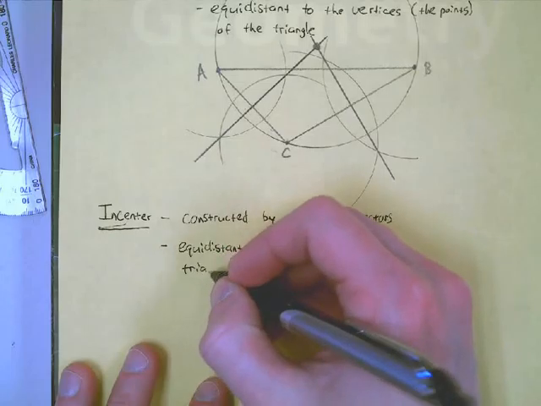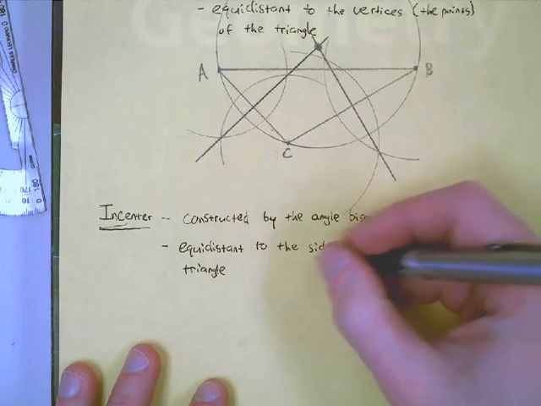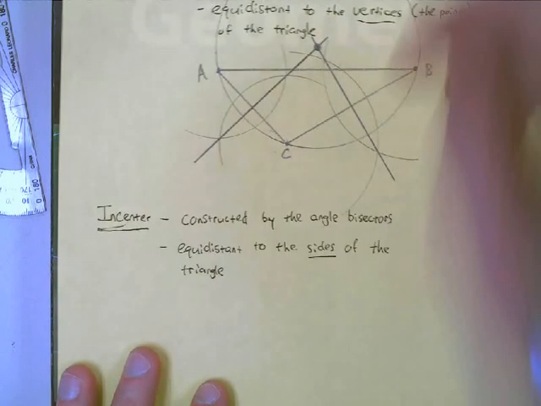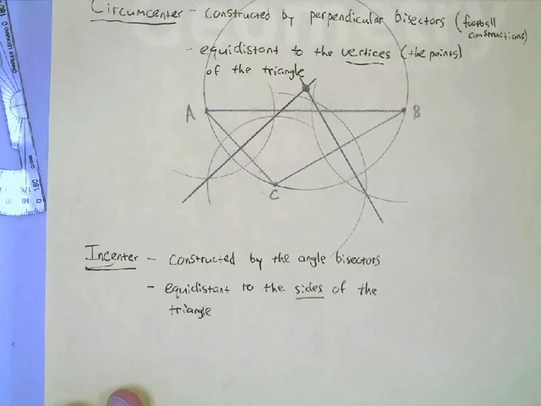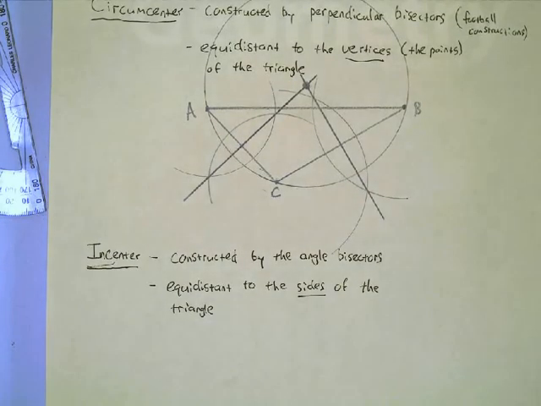Okay, so sides, vertices up here, I underline. So circumcenter, perpendicular bisectors, equidistant to the vertices. Incenter, angle bisectors, equidistant to the sides, which makes sense because the circle fits inside the triangle. It's touching all the sides. Okay?